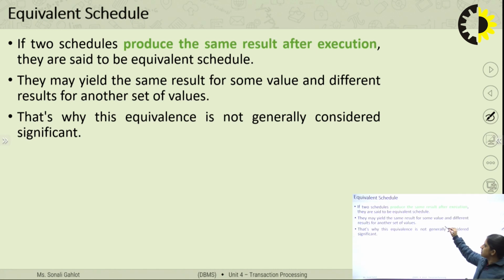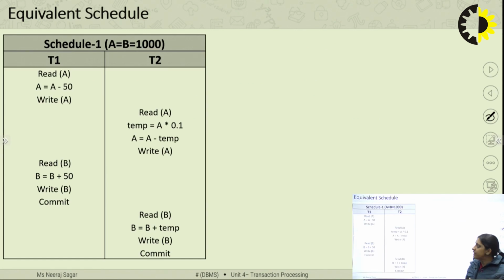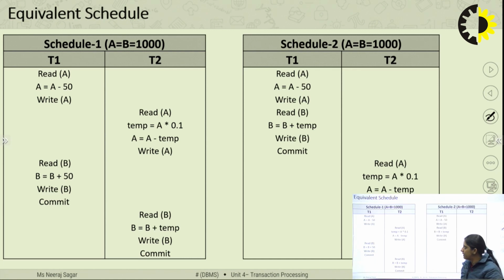we can explain this with the help of an example further. That's why this equivalence is not generally considered significant, because it is not compulsory that we always get the same result after the execution of a non-serial schedule. So we cannot generally consider this scheduling. Now I want to explain this equivalent scheduling with the help of this example.